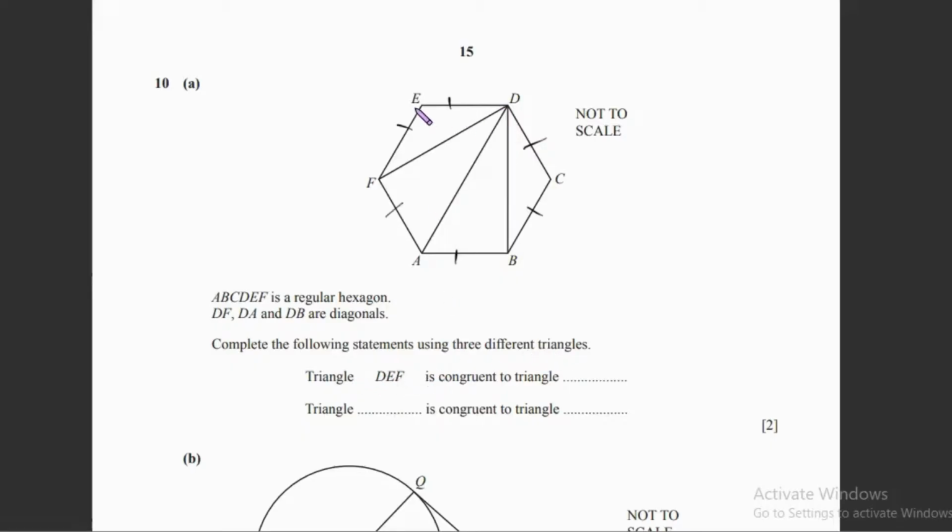Triangle DEF. DEF is this triangle. It's definitely congruent to this triangle that we have, which is BCD or DCB. So triangle BCD, because these two sides are equal and definitely this side will be equal to this. So these two triangles will be congruent. Then the other 2 triangles which are congruent are this triangle and this triangle, because these 2 sides are equal. This side is common. This side and this angle will be equal. So therefore I can say that the 2 triangles are congruent. So that's going to be triangle ADF and the other triangle is ADB. So those 2 are the triangles that are congruent.